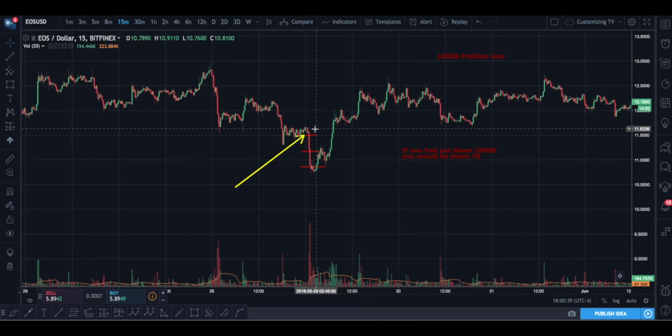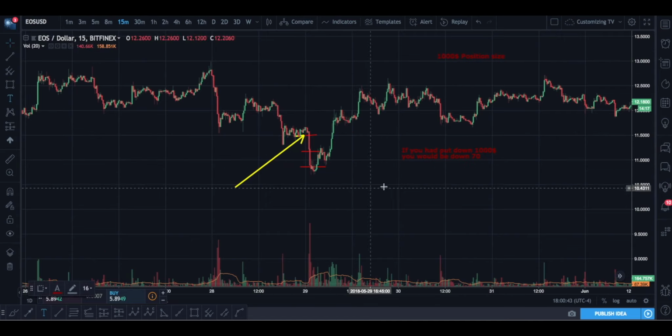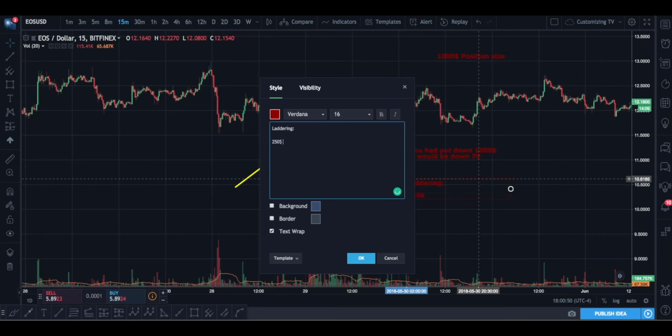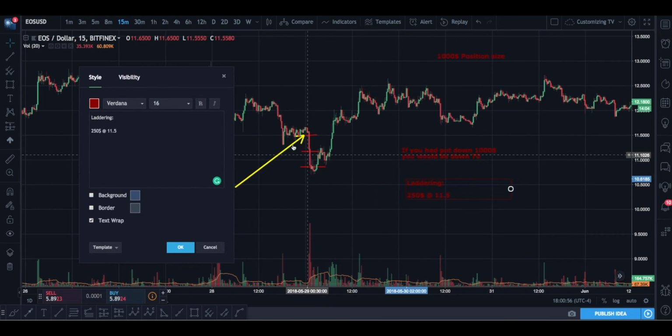Instead of buying $1,000 at 11.5, using laddering, you purchased, let's say, $250 at 11.5. And then on this one here, let's say you put in another $250. And this is at 11.16. Let's put 11.15. And then you put $500, just the remaining of your 1,000, at 10.8.